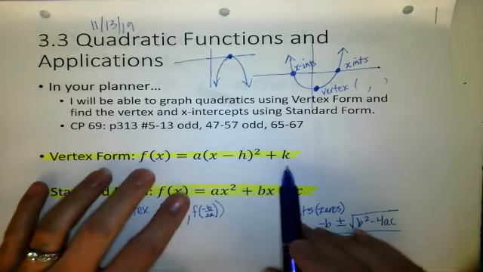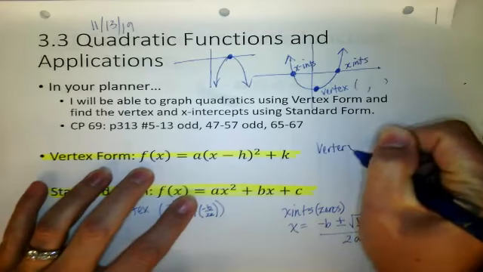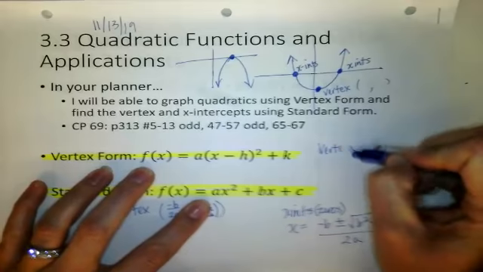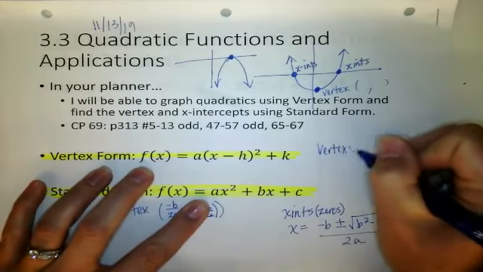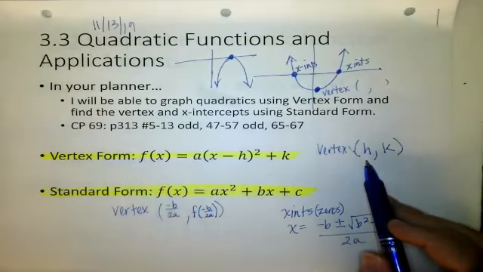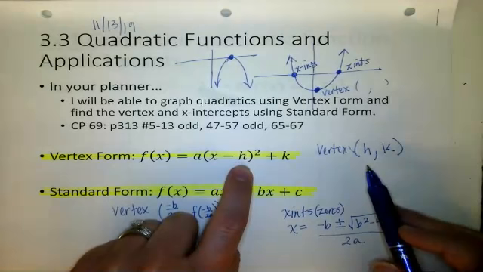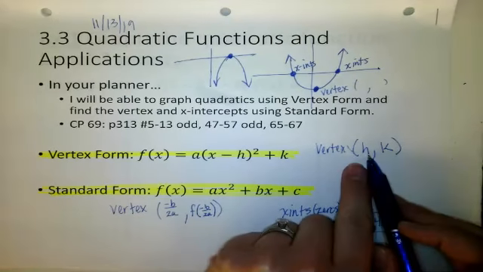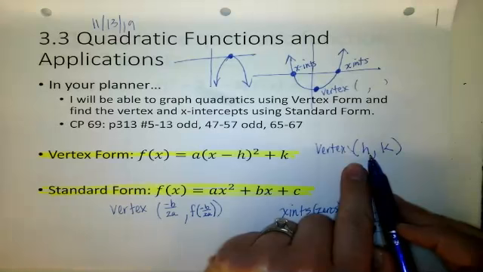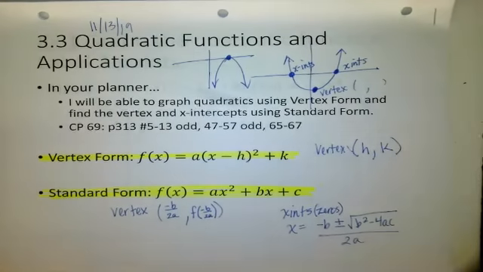This is called vertex form because the form gives you the vertex. The vertex, when you're in vertex form, is h and k. Now I would like you to pay attention to the sign here. In the formula, it's x minus h. But for our vertex, it's just h. Okay? So be careful. The k stays whatever it is, but the h is different.